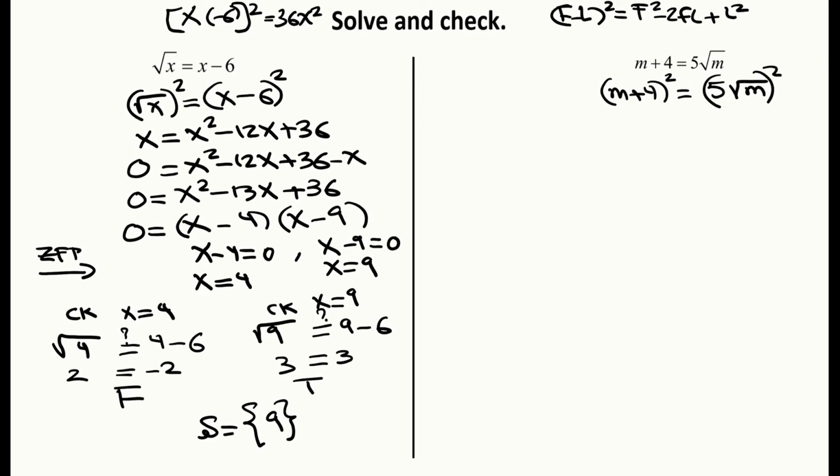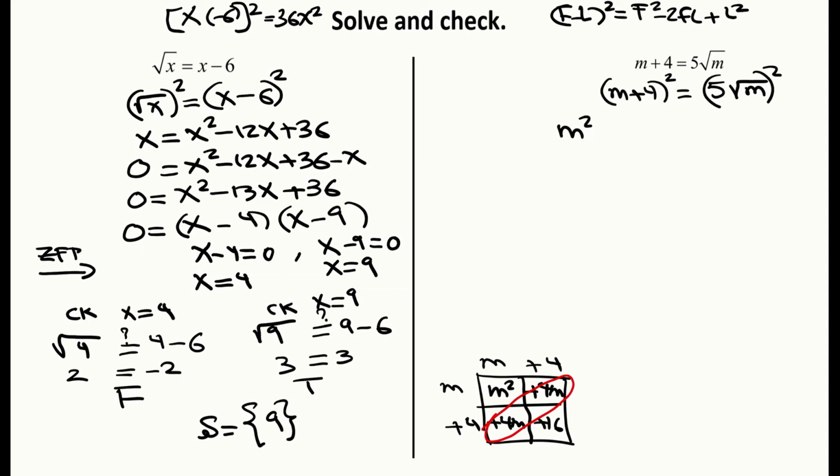So now we're going to square m plus 4. So m plus 4, m plus 4. We definitely are not just going to write m squared plus 16. We know better than that, right? So here we get plus 4m, another plus 4m, just like a times table, and then plus 16. And what's nice about this method is that the like terms line up just like that. So we get m squared plus 8m plus 16 on the left side of the equation.